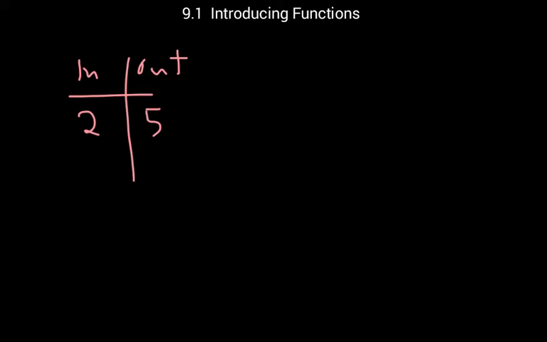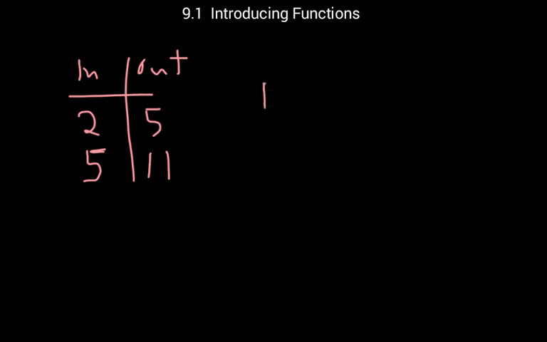It could be various things. You really can't tell until you see at least another in and out pair. So if I say 5 goes in and 11 comes out, you have a better idea. In fact, you can say for sure what the rule is. If you have two ins and outs, there's a way that you can figure that out. But this is actually a function.